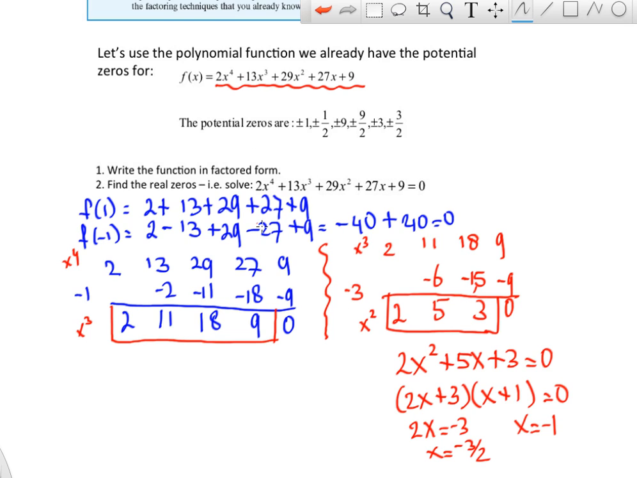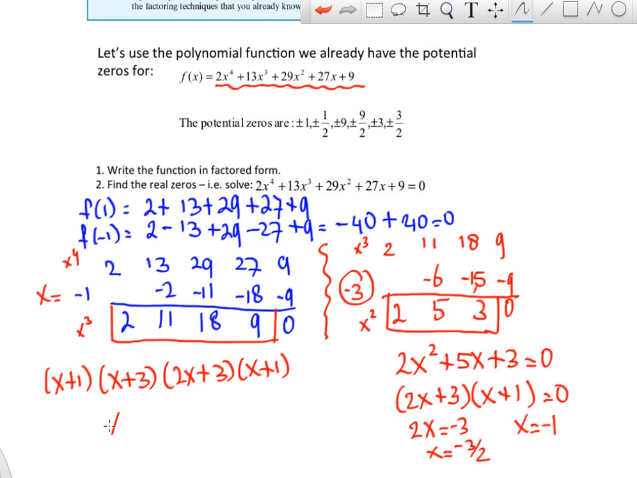Okay, so let's see, what did I do here so far? Write the function in factored form. Well, I didn't do that yet. But I do know that x equals a negative 1 is a 0, so that's x plus 1. And I said over here that a negative 3 is a 0, so that's x plus 3. And then the last part, actually, I did factor, so I can just copy that one. So this is the function in factored form, and then find the real zeros. So the real zeros were a negative 1, a negative 3, a negative 3 over 2, and a negative 1. So I found all of the real zeros, and it is in factored form.